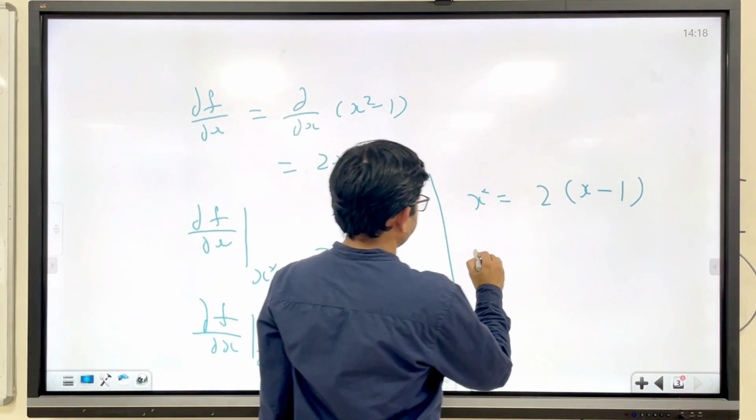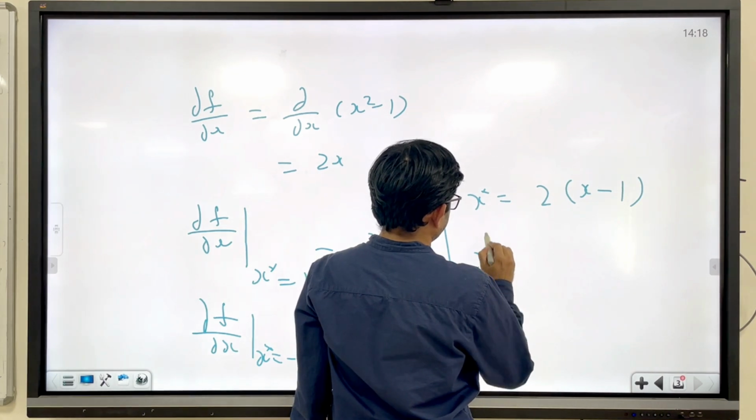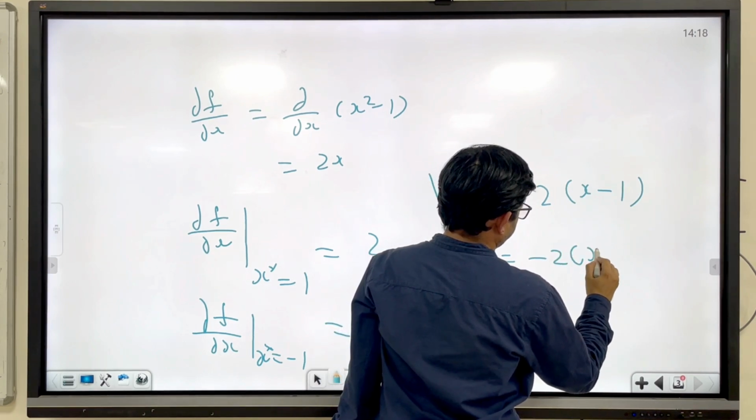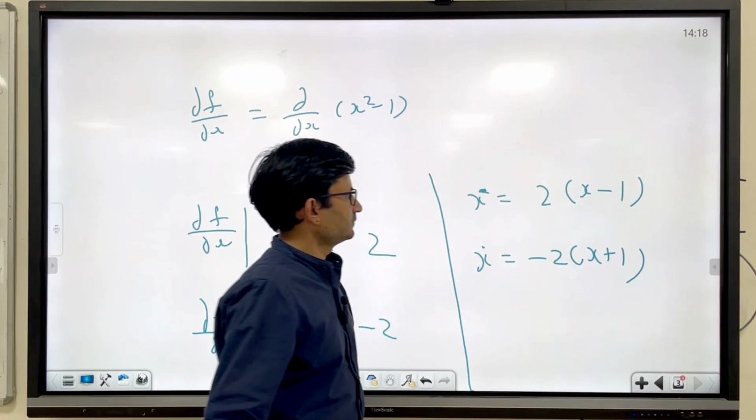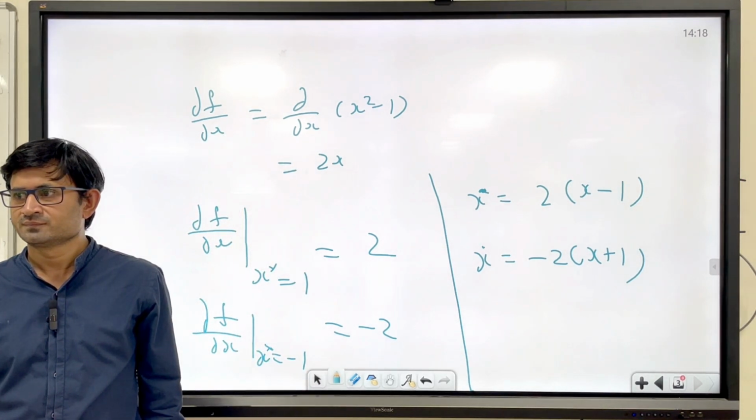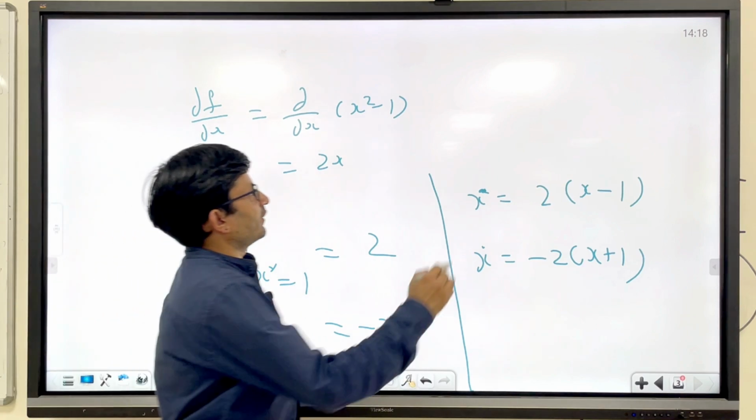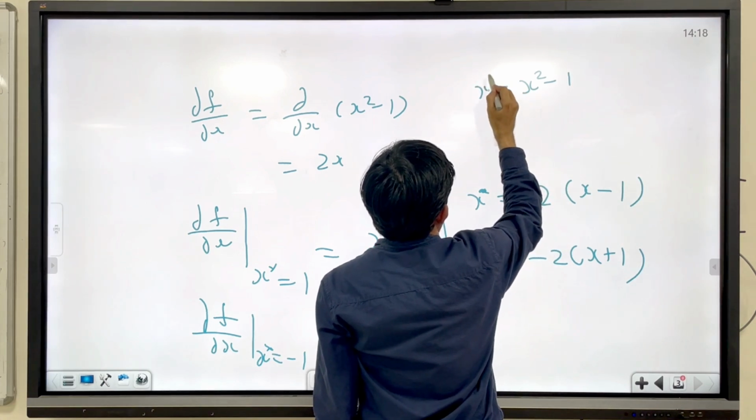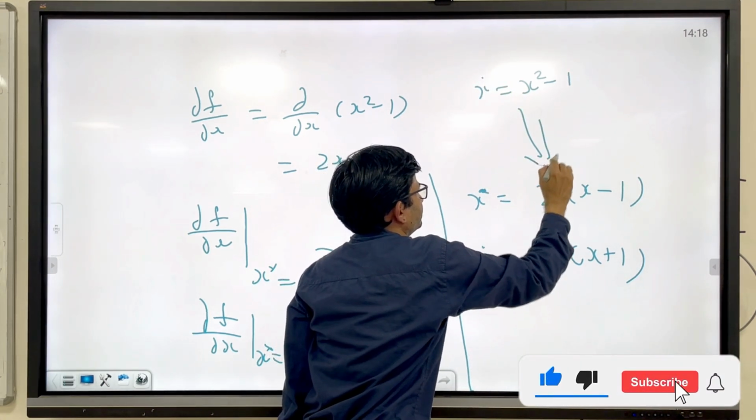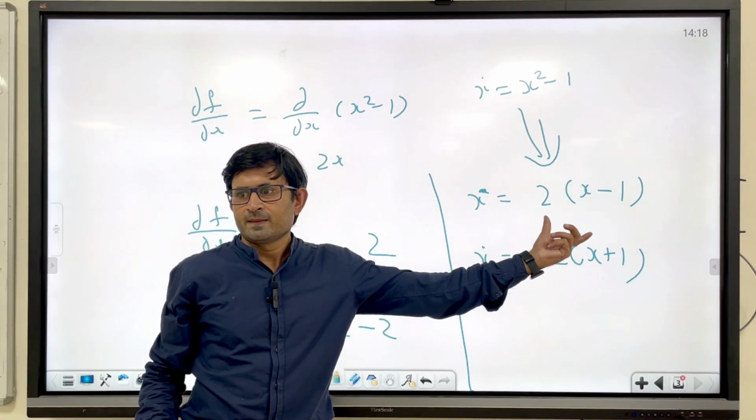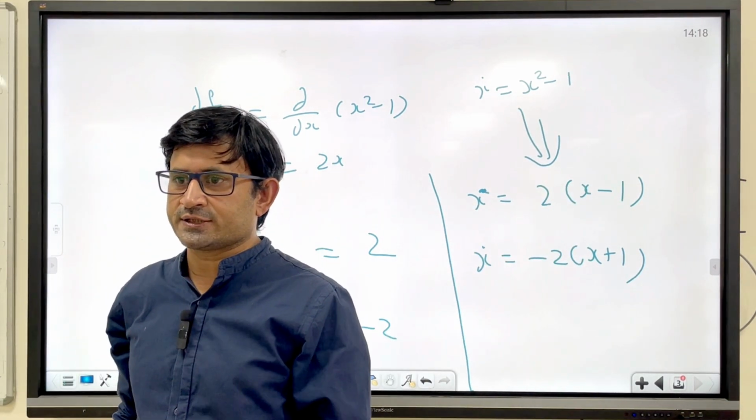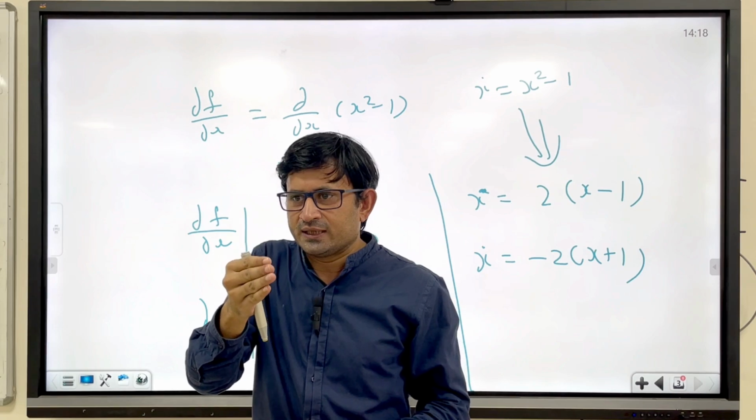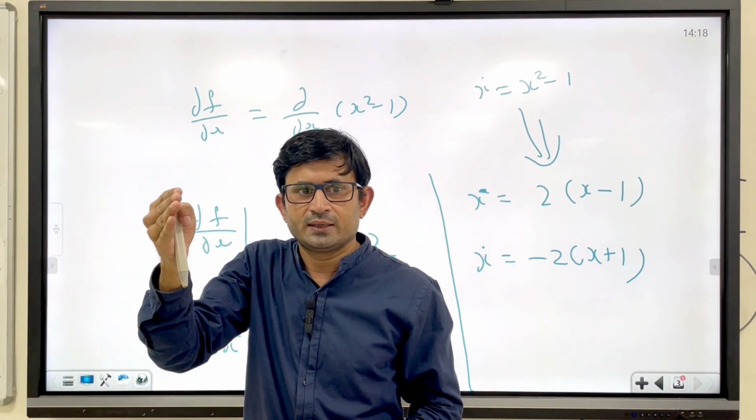And what about the other one? Second case, x dot equal to minus 2 into x plus 1, right? So our original system was x square minus 1, and now this is a linearized system, and we have to check whether it is making sense or not. What we can do, we can take just a value above the equilibrium point.